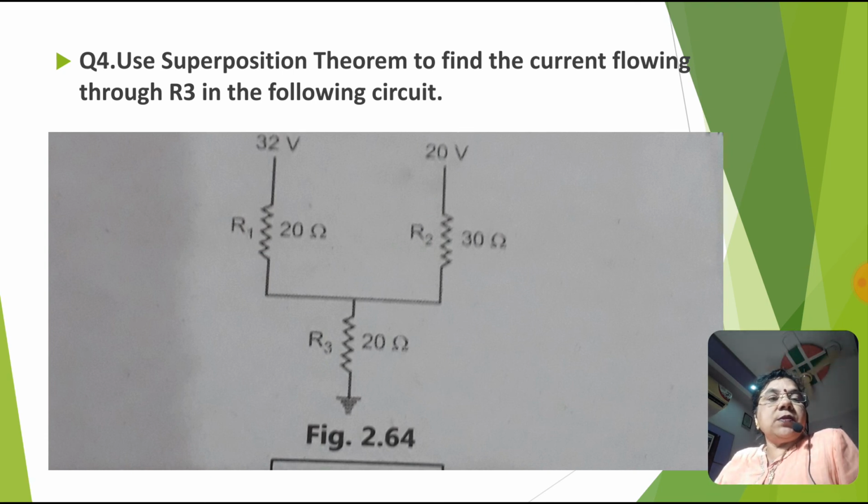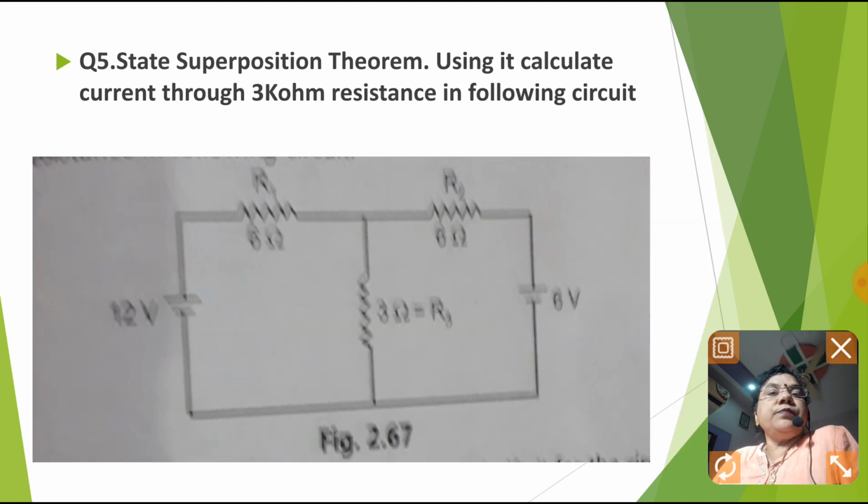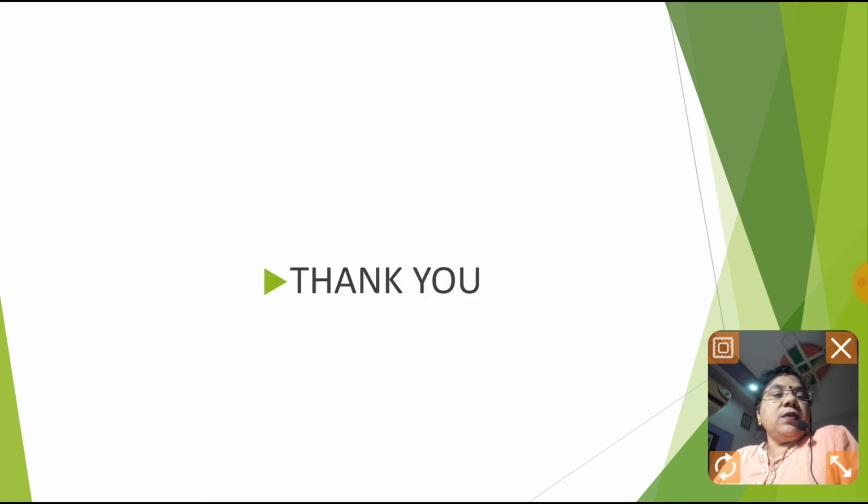Okay, in question 5, state superposition theorem. Using it, calculate the current through the 3 ohm resistance. So 6 volt and 12 volt are two different sources.